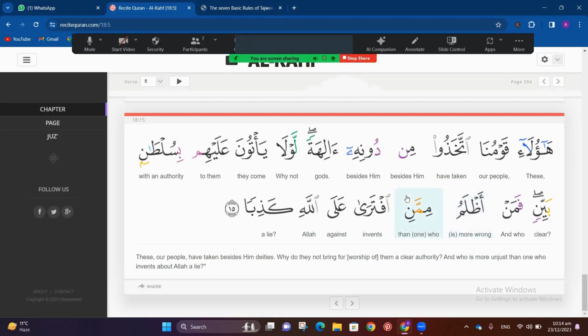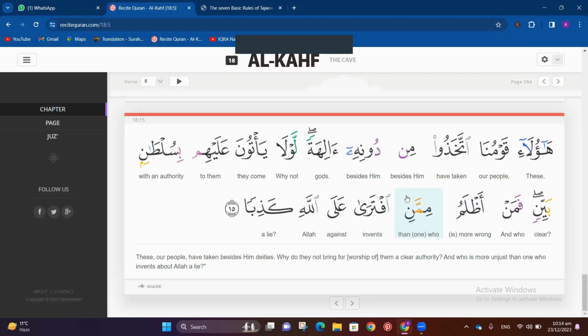Again, we are hiding the voice of noon here because the rule says that whenever after noon sakin there comes a letter from the 17 letters, of which da is one of them, we are going to hide the voice of noon like this. Min dunihi aliha. So I have stopped here.